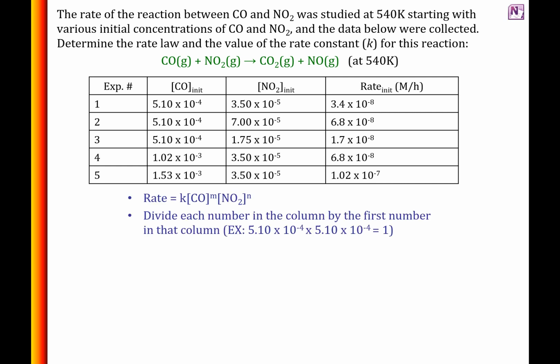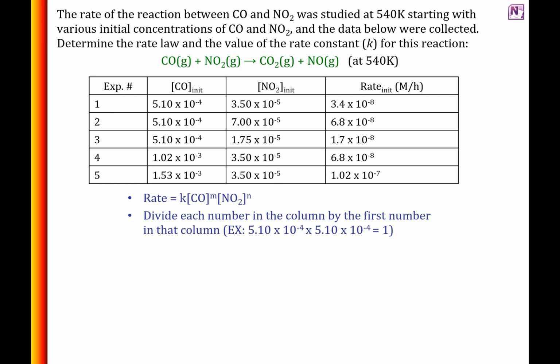We're looking to set up our rate equation, so let's first write out our rate law. Rate is equal to K times the concentration of CO raised to the M times the concentration of NO2 raised to the N. Okay, so that's our rate law. Now we just need to fill it in.